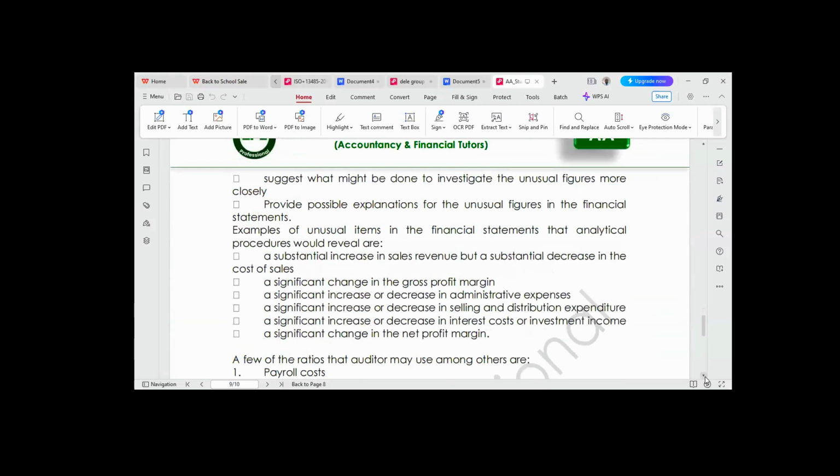So you'll be looking out for significant change in your gross profit margin. You look at significant increase or decrease in your administrative expenses. You look at a significant increase or decrease in your selling and distribution expenses. You look at your significant increase or decrease in your interest cost or your investment income. You also look at the significant change in the net profit margin. Remember, that's what we call net profit margin. You have gross profit margin, then you also have all these other ratios. That is a function of whether revenue or cost of sales. So you need to look at all of this.